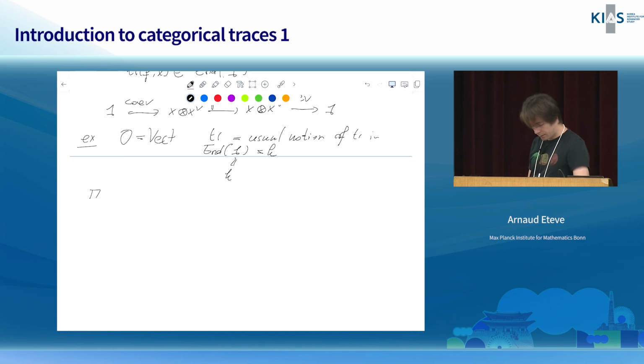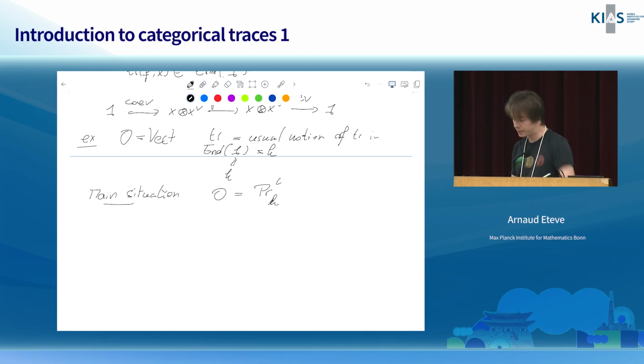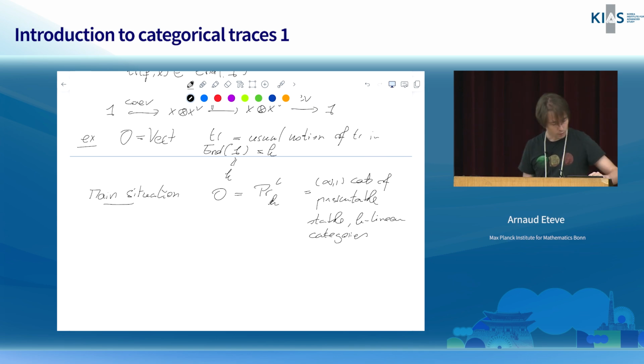All right, and so the main situation for today is we'll take O to be the category of presentable, stable, K-linear categories. And the monoidal structure is given by Lurie's tensor product.